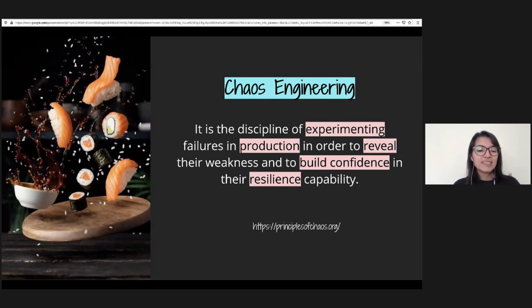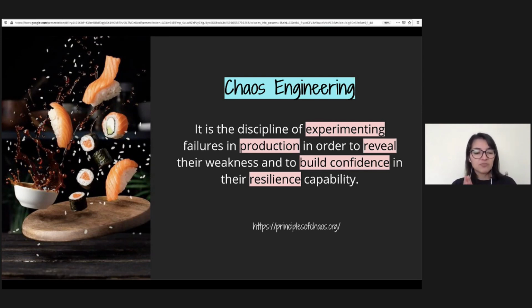Our proposal is using chaos engineering in order to test these patterns. So what is chaos engineering? Chaos engineering is a novel technique for experimenting with failures in production in order to reveal weaknesses and to build confidence in the resilience capability. I have highlighted 5 words that are valuable in the definition provided in the principles of chaos: experimenting, production, reveal, confidence, and resilience. Experimenting is super important because this discipline is based on the scientific method, and confidence because it is about achieving resilience.